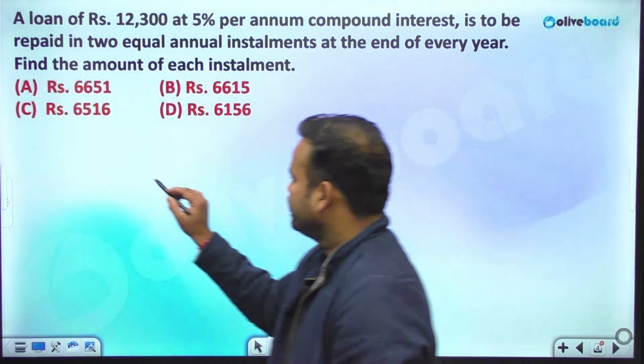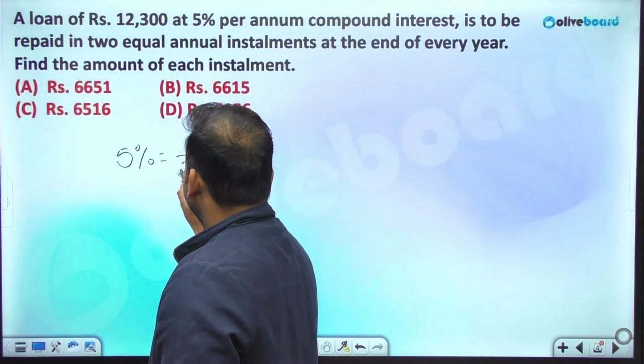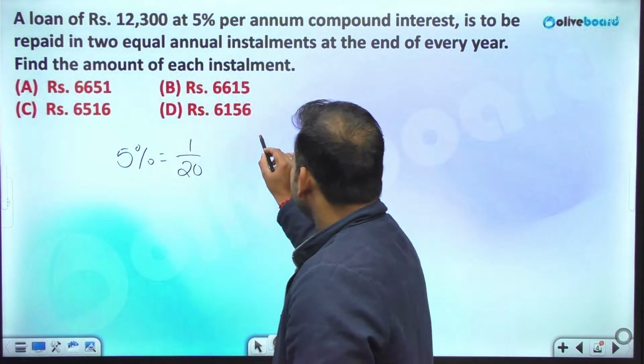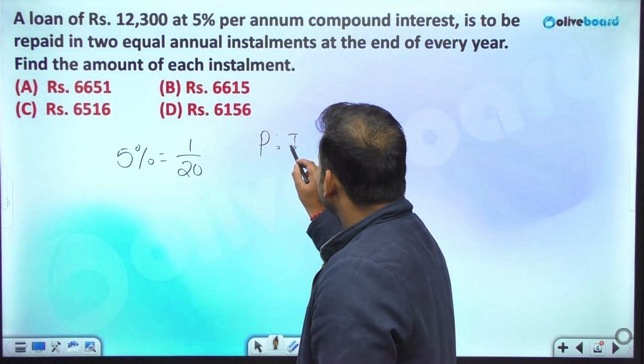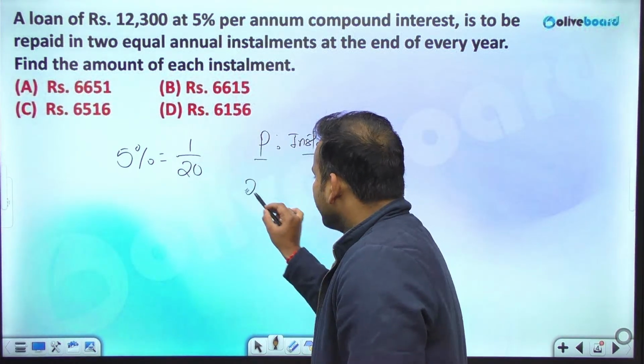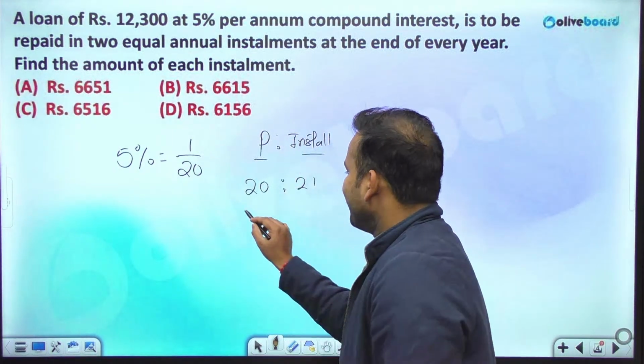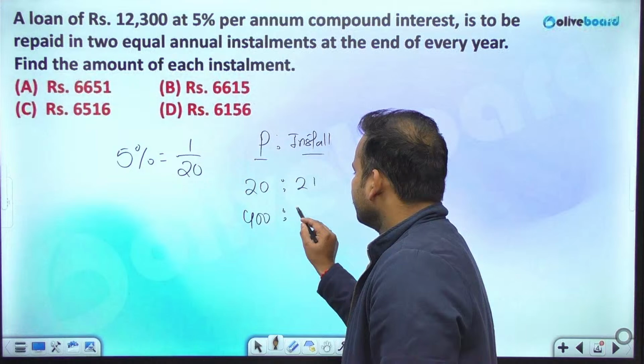Let's do it faster. 5%, because this is the same question. 5% is 1 by 20, same rate of interest. So that means the ratio of principal to that of installment, this is not interest, this is installment, is 20 and 21. For the next year, the value will become 441.